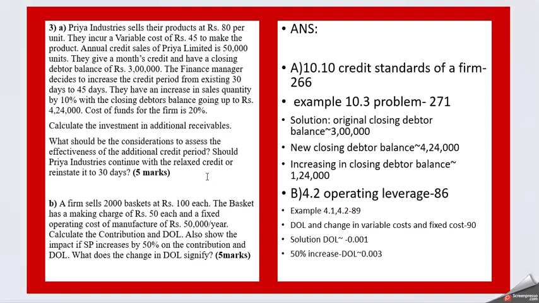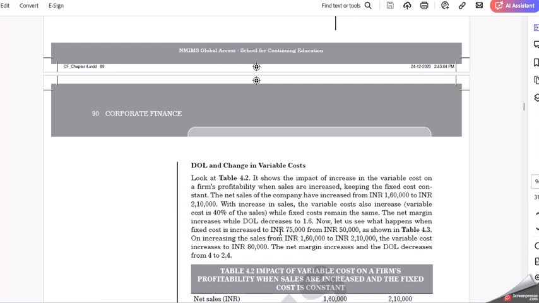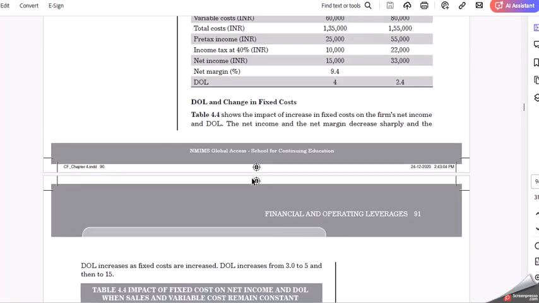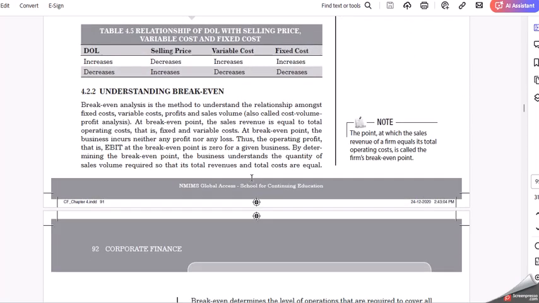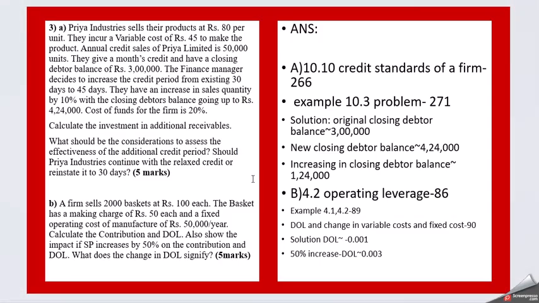Then the impact of change in variable cost and change in fixed cost is what we have mentioned here. With the solution, whatever data is given, the DOL is coming out negative, and if you go ahead with the 50% SP increase, that is coming close to 0.003%. Again, you can calculate in the same way to get the exact values.